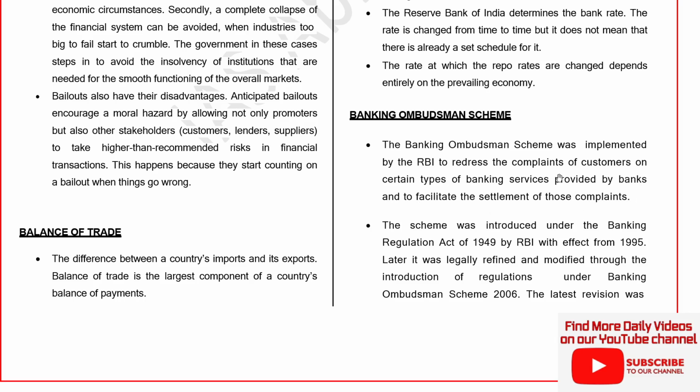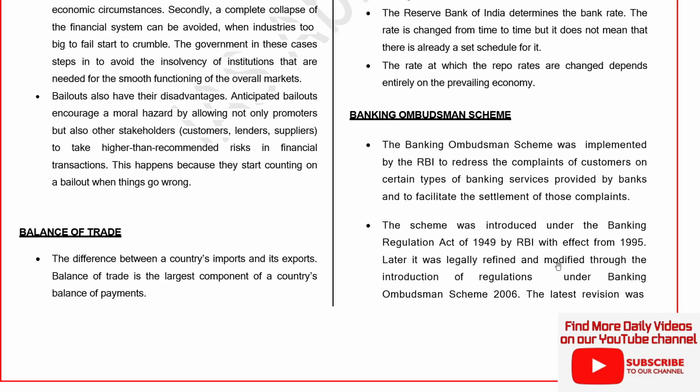So basically, this Banking Ombudsman Scheme is about addressing the complaints of customers on certain types of banking. So it's a kind of customer complaint service. The scheme was introduced under the Banking Regulation Act of 1949 by RBI with effect from 1995. So even though it was introduced under the 1949 Act, it came into effect from 1995.